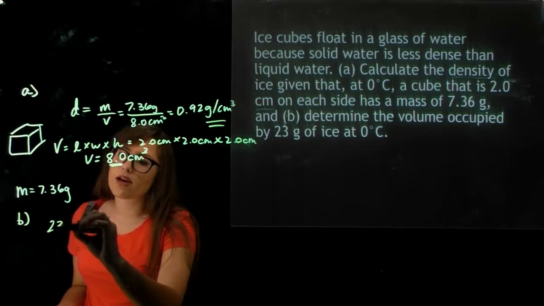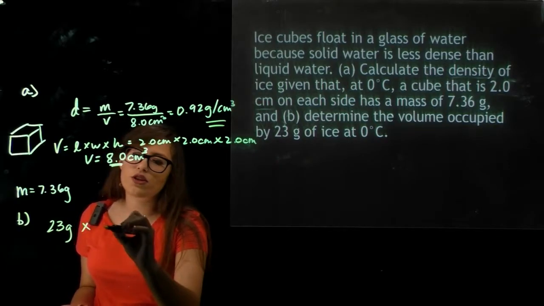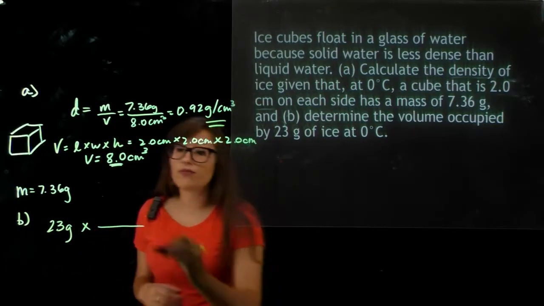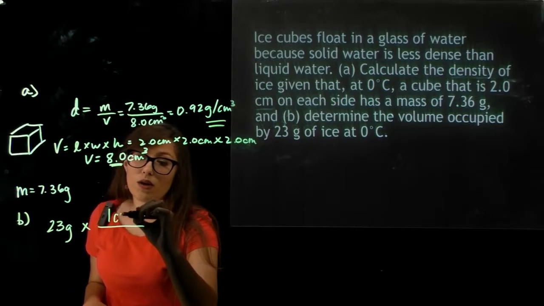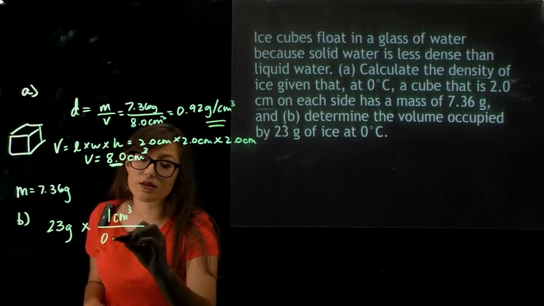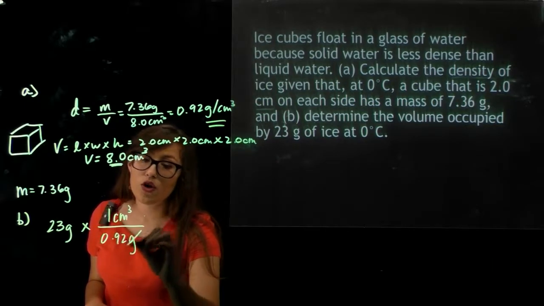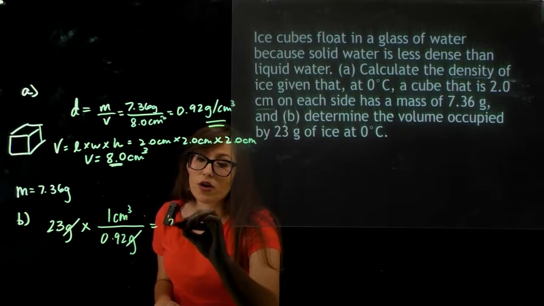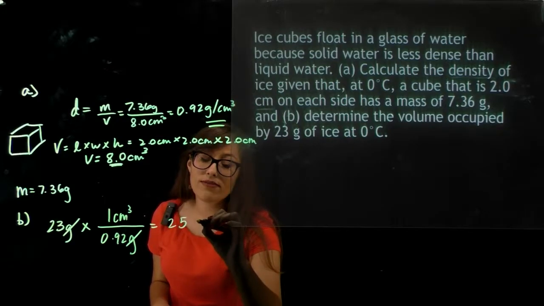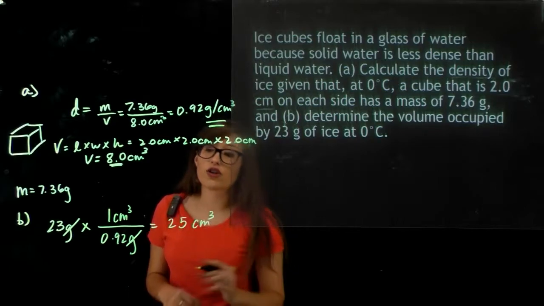So we have 23 grams, which is our mass of the cube that we're looking for the volume of. We can use the reciprocal of our density, 1 centimeter cubed divided by 0.92 grams. Grams and grams cancel out. We're left with centimeters cubed, which just ends up equating to 25 centimeters cubed.